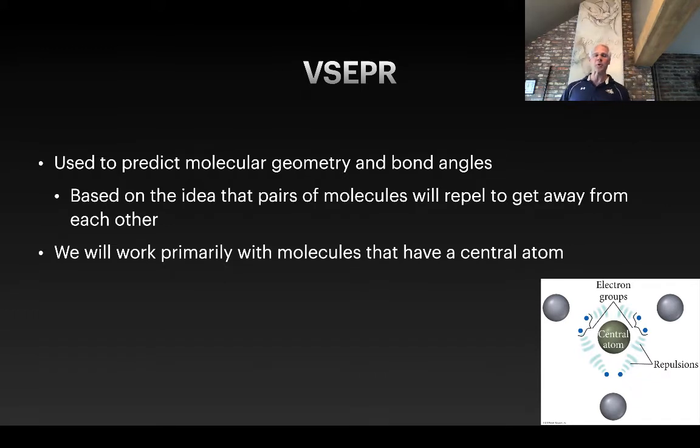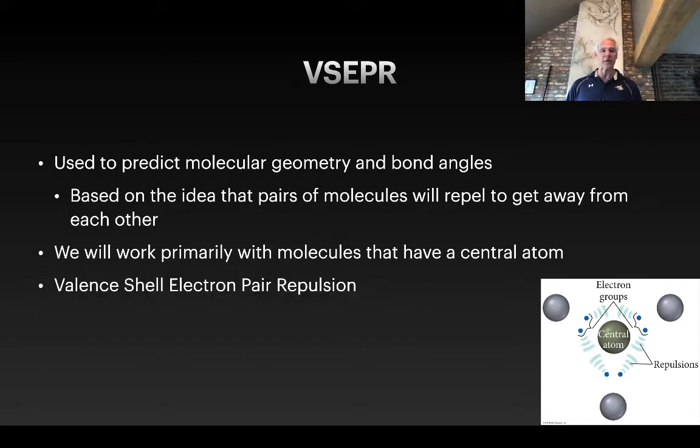So we're going to work primarily with molecules that have a central atom as far as the shape, but I will show you an example of a larger molecule that doesn't have a single central atom, but has several. So we'll take a look at that as well at the very end. And there's our term, if you needed to see it written out: valence shell electron pair repulsion.